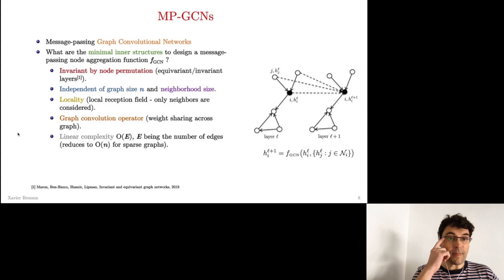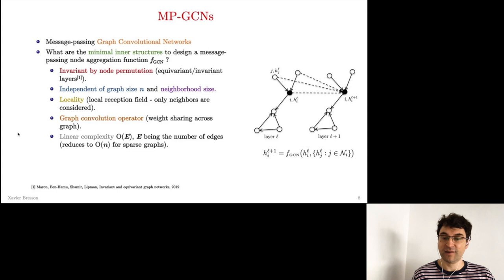So message passing graph convolutional neural networks, MPGCN, are the most popular GNNs. So what are the minimal inner structures you need to design a message passing neighborhood aggregation function, f GCN? Okay, so how do you go from the node representation h_i at layer l to the next layer? So you need this function to be invariant with respect to node permutation. You need independence with respect to graph size and neighborhood size. You need locality. You also want graph convolution operations. So basically, you want to do weight sharing across the graph. And you also would like linear complexity with respect to the number of edges, which is going to reduce to linear complexity with respect to the number of nodes for sparse graphs.